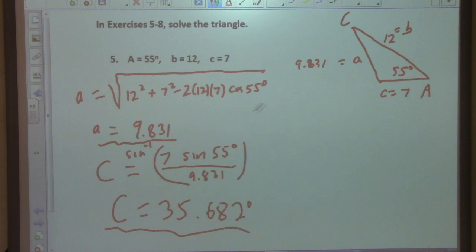And then this other angle, B, you find that by subtraction. Or you could use law of sines again, or law of cosines. You can use just about anything to find angle B now. But I would take 180 minus this here, minus 55, minus 35.682.